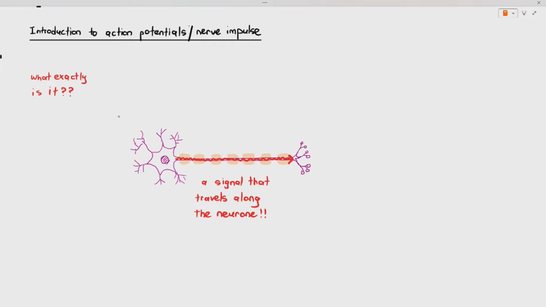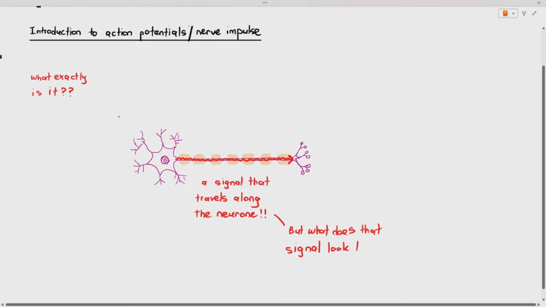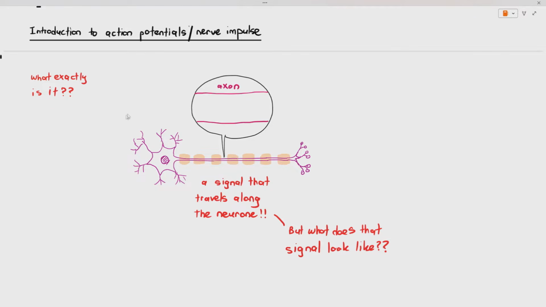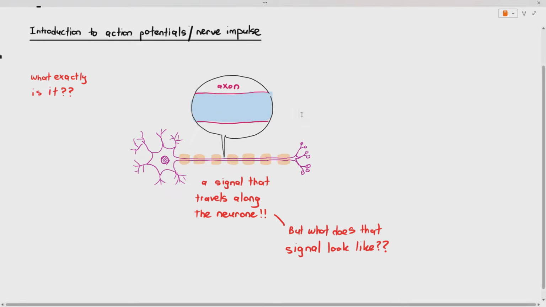It also implies that, if you can see this particular diagram here, the action potential is traveling along the axon, right? What does that signal or that action potential or that nerve impulse look like? We have to try to physically explain what exactly this action potential is all about. It's not good enough to say, oh, action potentials are just these things that travel along the neuron. We need to know what's going on at the neuron level. So, what I'm drawing here is, as you can see, the axon.